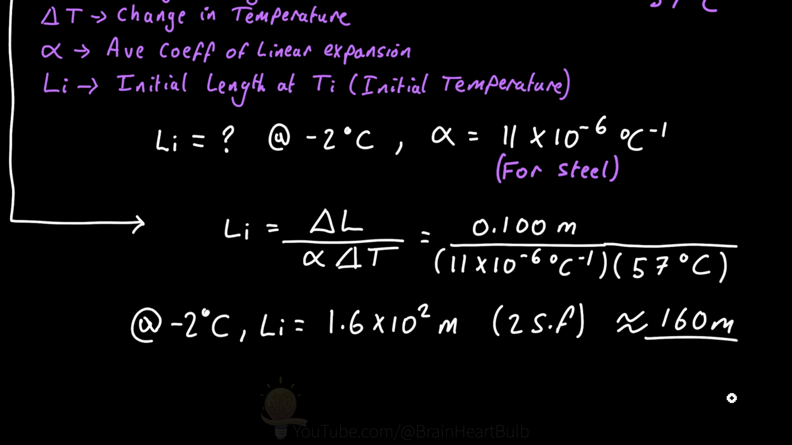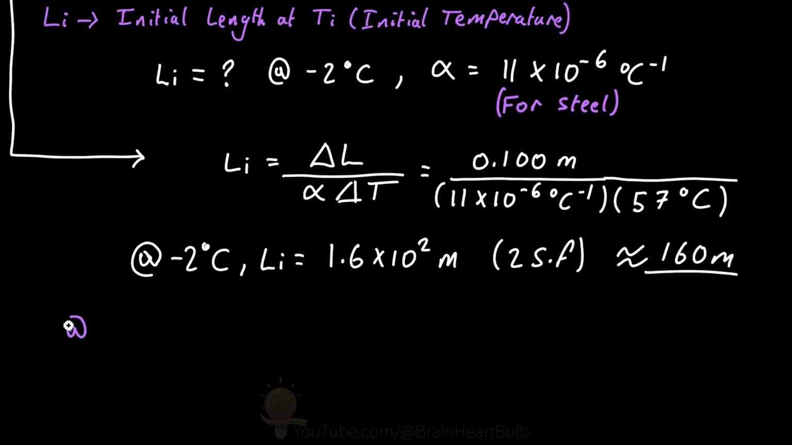Ideally, we'd need a more accurate result than this, so we'd need a more accurate value for the change in temperature and a more accurate value for the average linear expansion coefficient. If we have more significant figures in these values, then our final result would be more accurate. But this length represents the maximum length we're allowed at -2 degrees Celsius.